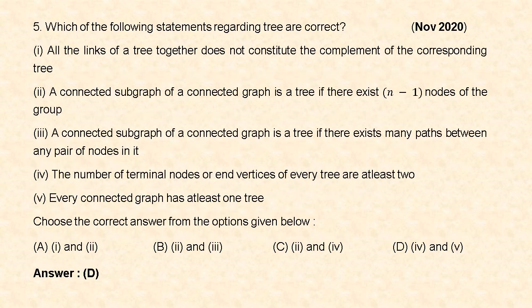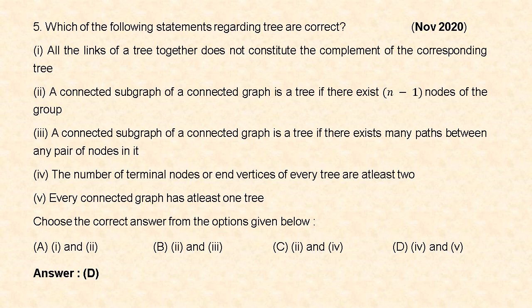Next question, which of the following statements regarding tree are correct? This question was asked in November 2020. First one, all the links of a tree together does not constitute the complement of the corresponding tree. Second one, a connected subgraph of a connected graph is a tree if there exist n-1 nodes of the graph. Third one, a connected subgraph of a connected graph is a tree if there exist many paths between any pair of nodes in it. Fourth one, the number of terminal nodes or end vertices of every tree are at least 2.